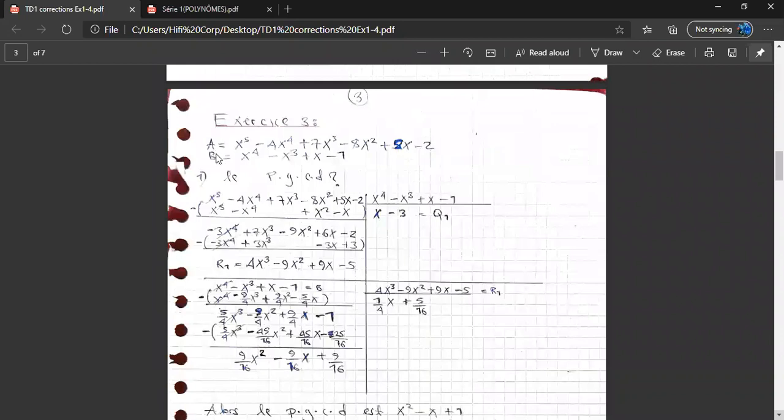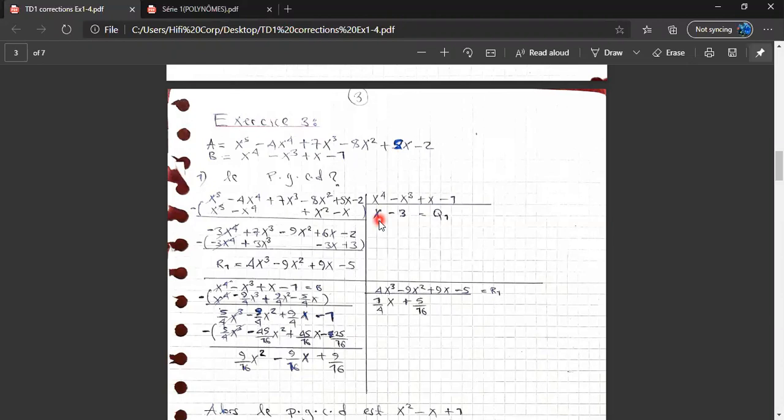So we've got A, which has the highest power, and we've got B with the smallest power. So this can divide this. So for the PGCD, this is our B, this is our A. The degree of this polynomial is 4, and the degree of this one is 5. So x to the power 5 divided by x to the power 4 will give us what? It will give us x.